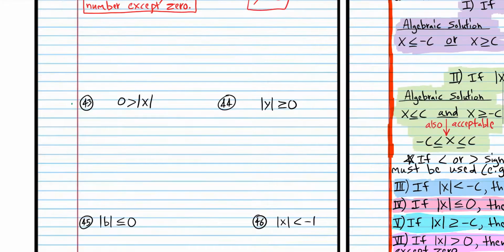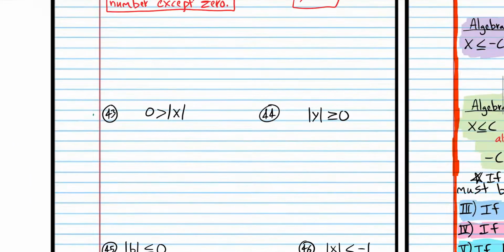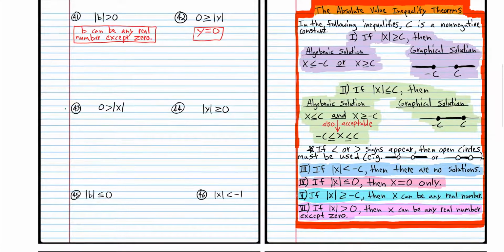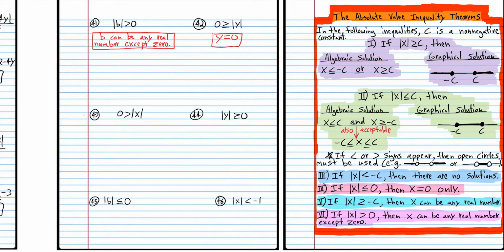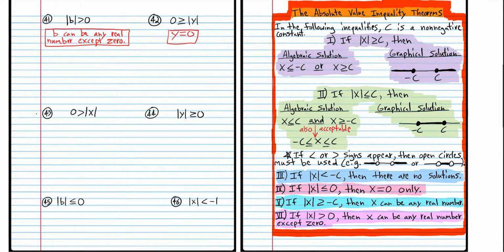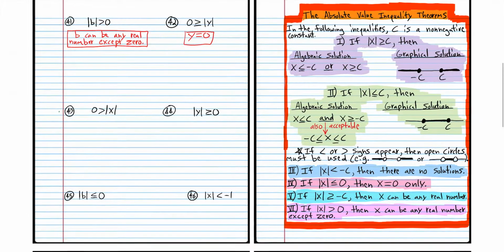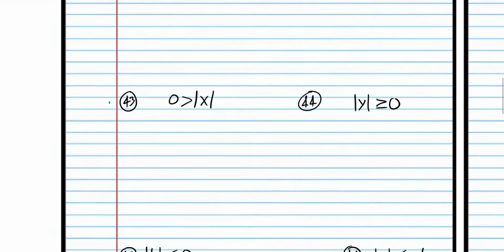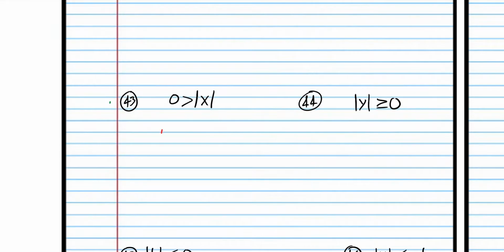All right, we're back. So absolute value is less than 0. Looks like that's going to be this top situation here. Remember, C can be 0. So in that case, C would be 0. And we have no solutions. So if you got no solutions, good job.